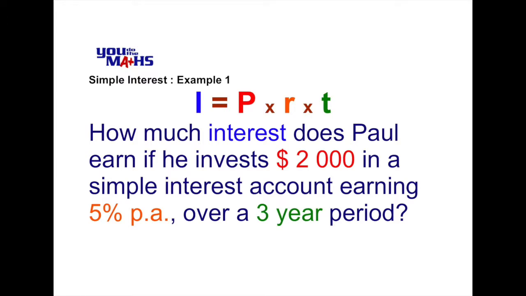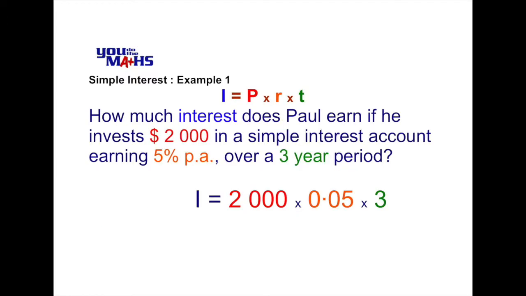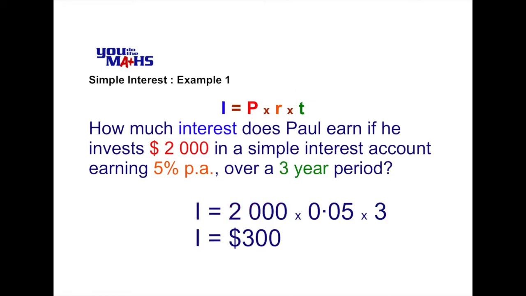We'll substitute those into the formula, and we've noticed there we've got our rate as a decimal. And then we go through and solve that calculation, and it ends up that the interest is $300. Of course, the total amount in the account now is $2,300, but we were after the interest, which is the extra money, so the answer is $300.